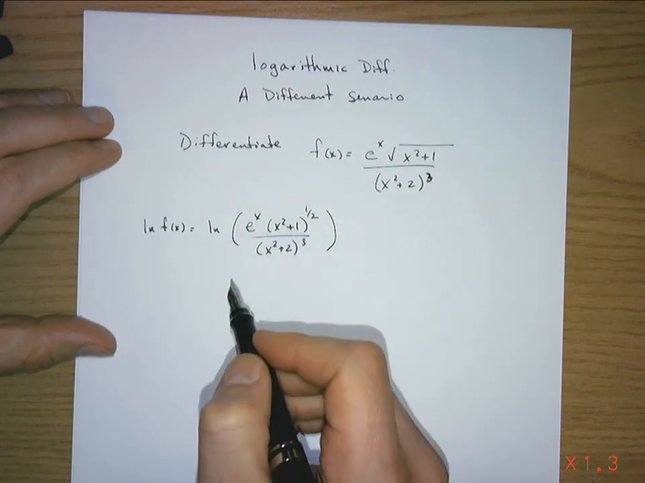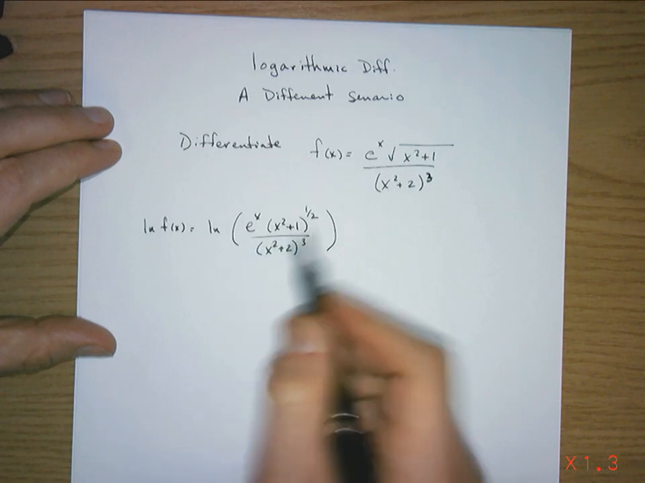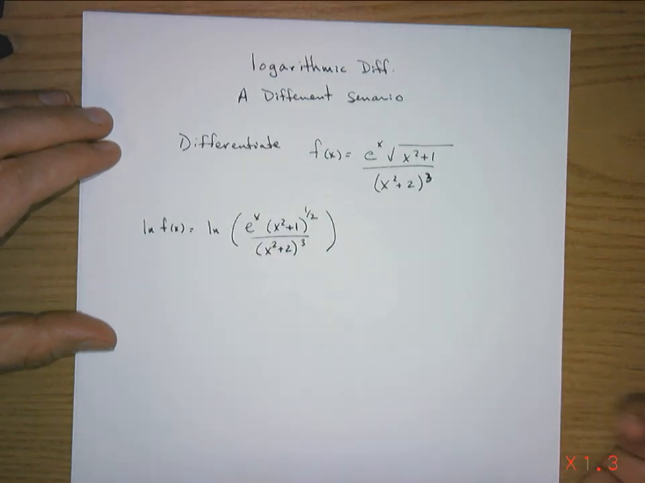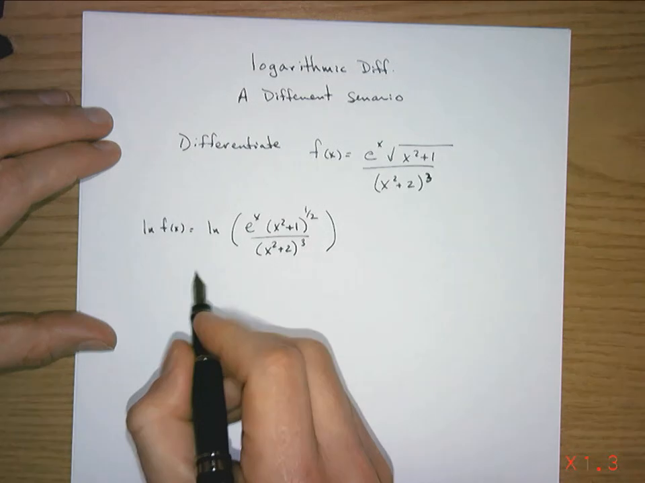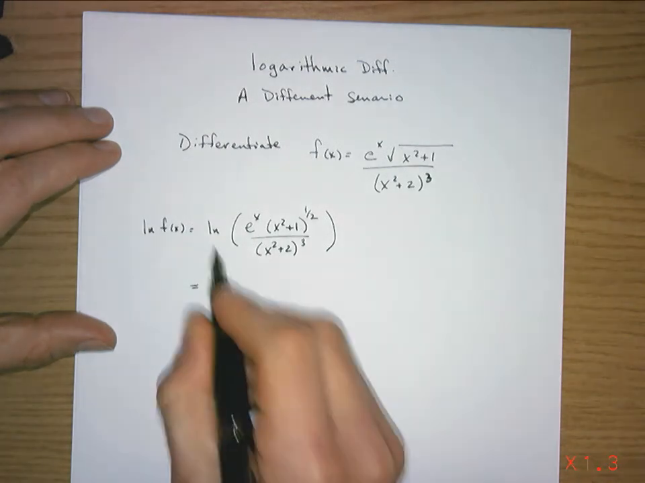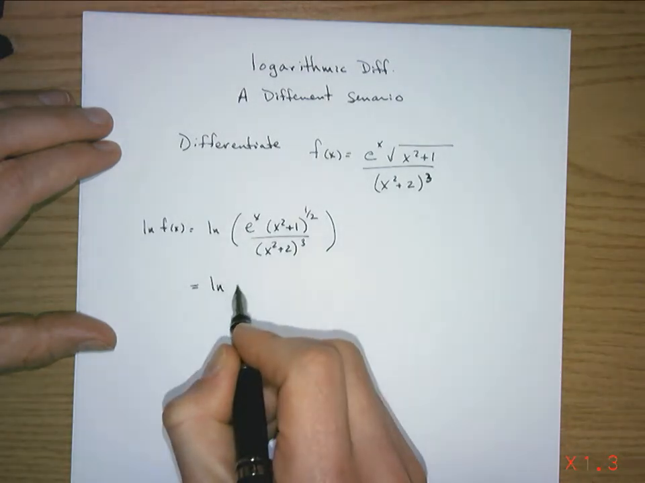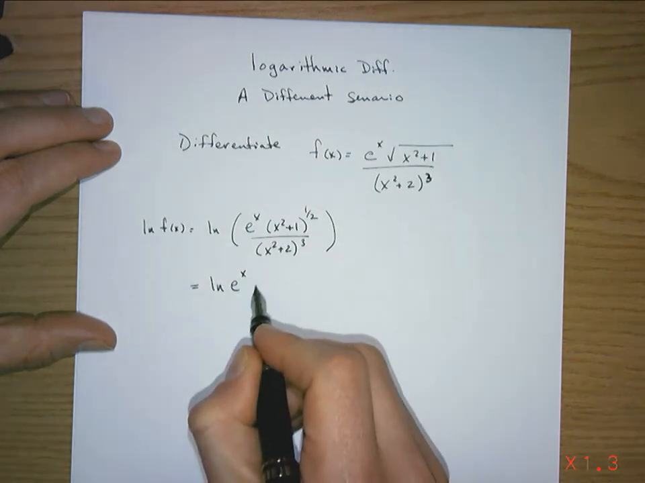It would be 1 over, then times the derivative of the inside. But the derivative of the inside is a real mess, ladies and gentlemen. I don't even want to look at that. So I'm going to take advantage of some properties of logarithms that we have, and I want to start breaking this up.